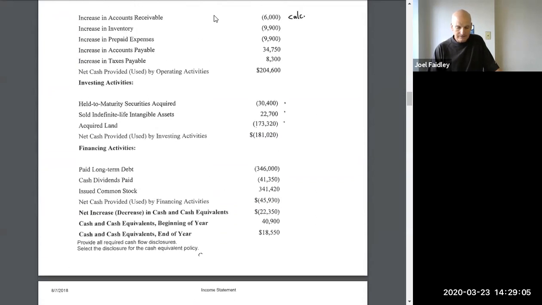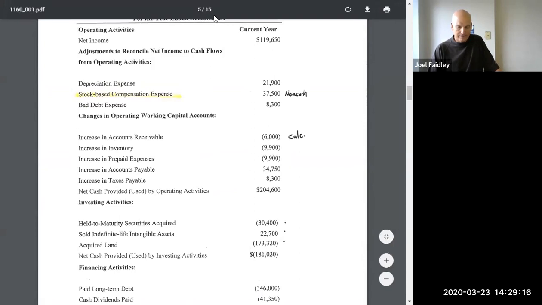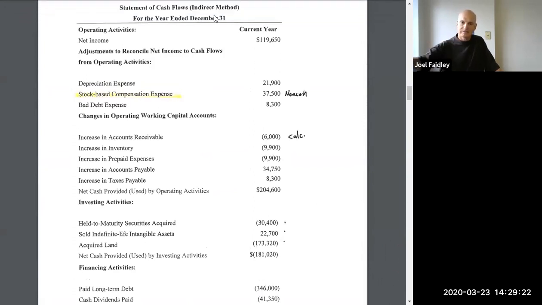See, like you have to be a detective. So there's my stock-based compensation, 37.5, non-cash item. Got to add that back because this is accrual basis of accounting. We're adding back all these non-cash items. See, we're changing from the accrual basis back to the cash basis. That's what statement of cash flows does.